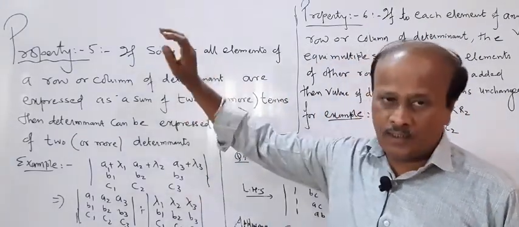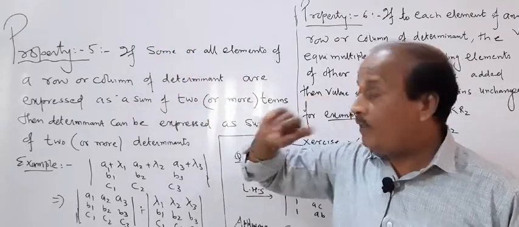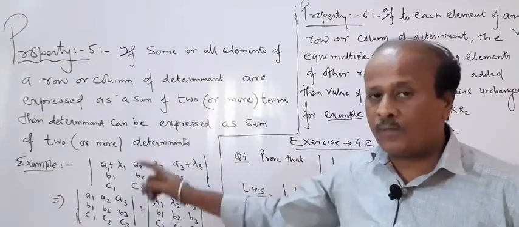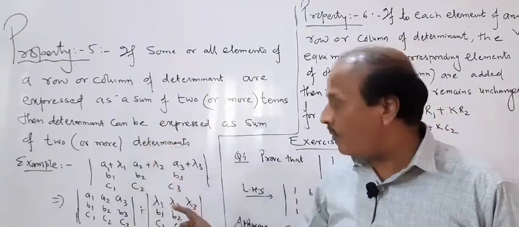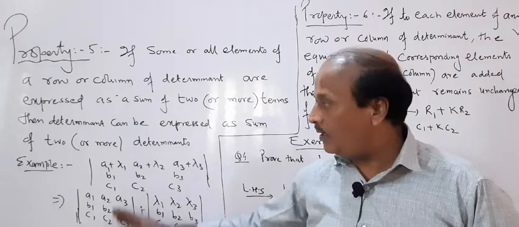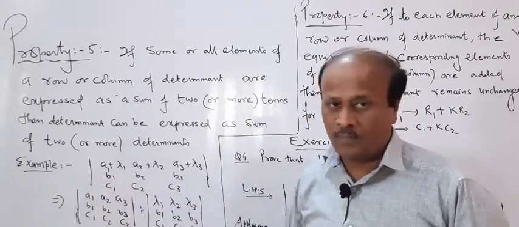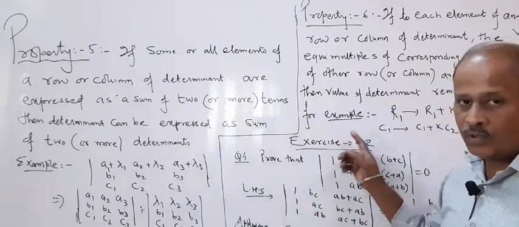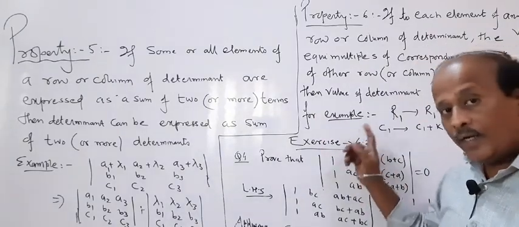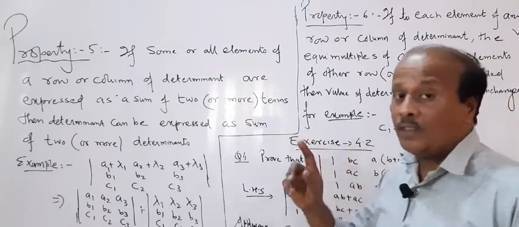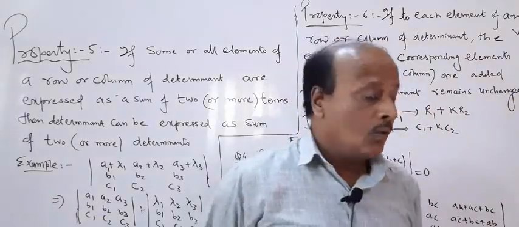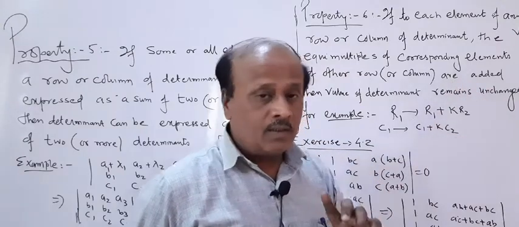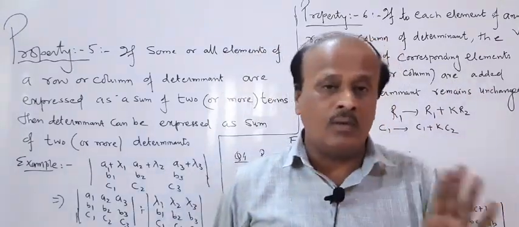Then 5. What does 5 say? 5 says that if any row's or column's elements are in the form of a sum, you can express it as a sum of two determinants, as I told you with the help of an example. Then the last property is that you can replace any row or column by adding to that row's elements some multiple of the corresponding row or column of that particular determinant. Surprisingly, the value of the determinant does not change.